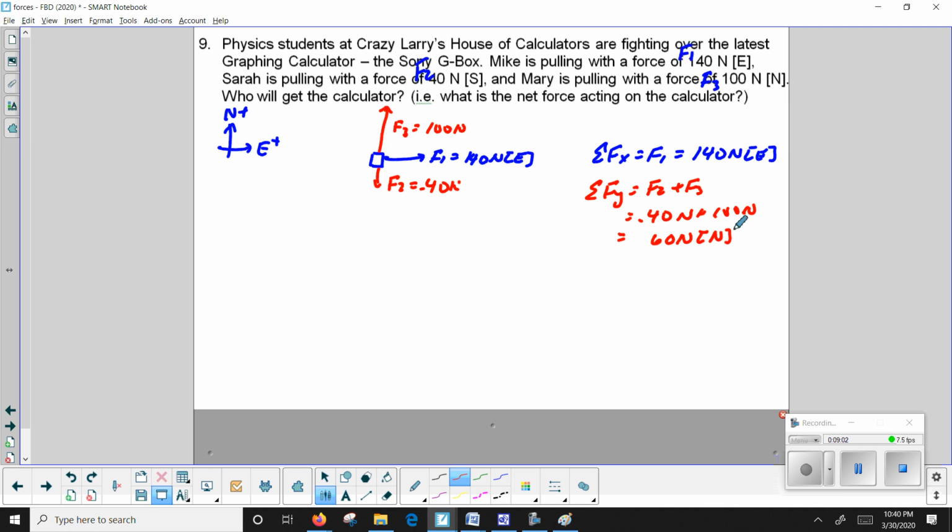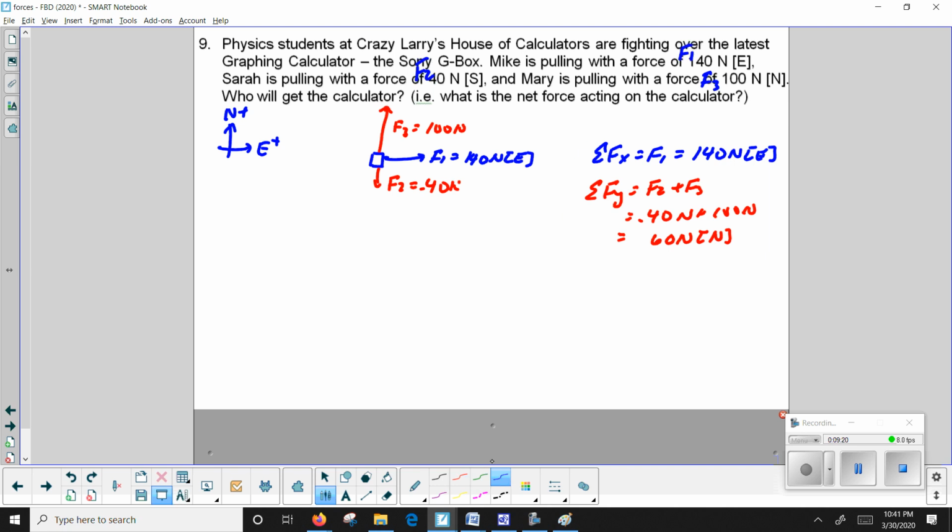Wait a second, what's going on here? I've got a total in the x and I've got a total in the y. I have to combine them somehow. Oh, wait a second, I've seen this before. So we're going to have to use the Pythagorean theorem, and we're also going to have to use tan to figure out the direction.